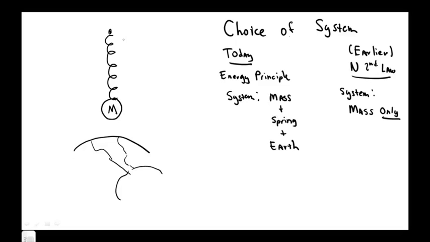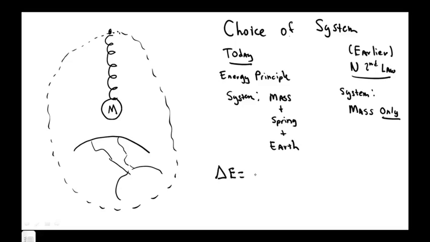So with this new choice of system, the interaction between the mass and the spring and the interaction between the mass and the earth are inside the system, and both of these interactions have corresponding potential energies that we can use to describe them. So we'll use them here. So the change in the total system energy, delta E, is equal to the sum of the energy changes inside the system. The change in kinetic energy of the mass, delta K, the change in gravitational potential energy, delta U sub G, and the change in spring potential energy, delta U sub S.